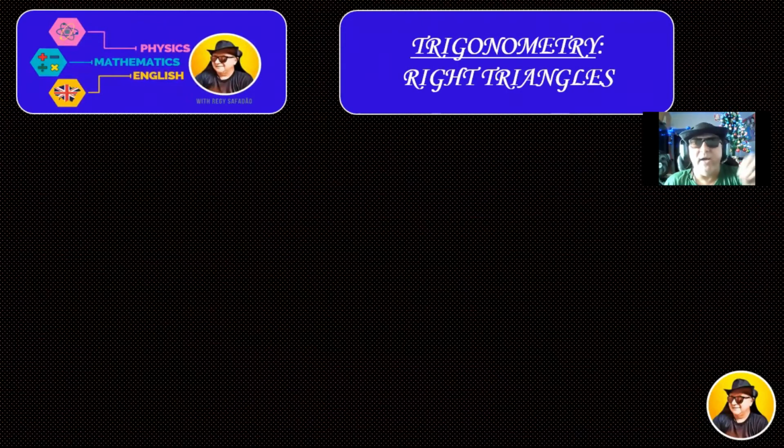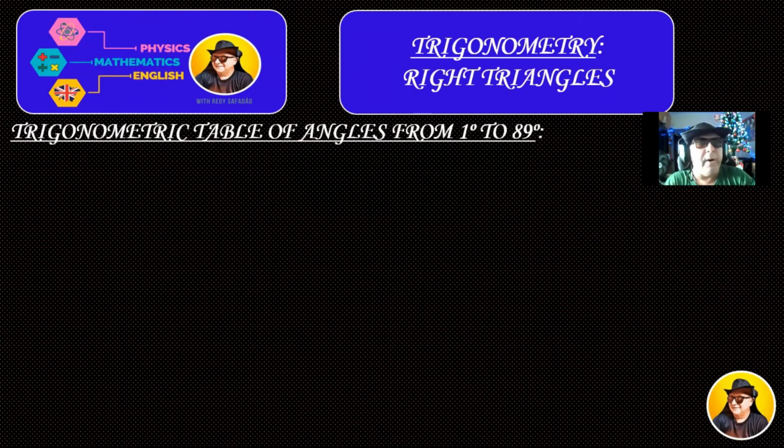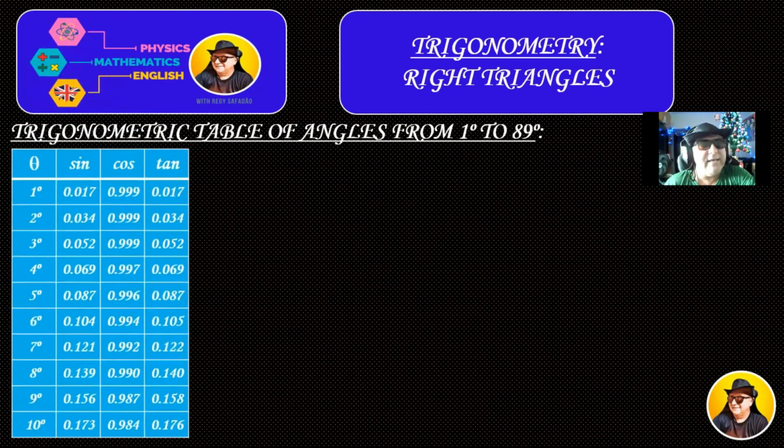It is about trigonometry in right triangles, but now we are going to talk about the trigonometric table of angles from 1 degree to 89 degrees, all right? So let's see the trigonometric table in parts from 1 degree to 10 degrees. We have here the values of the sine, cosine, and the tangent, all right?